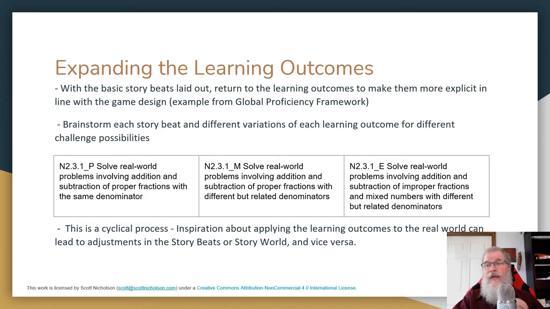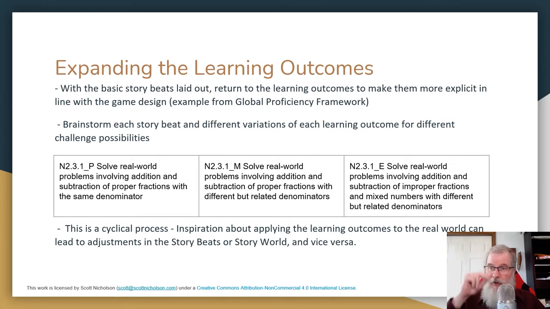So at this point, I suggest you return to your learning outcomes and have another review and say, am I hitting everything? Am I missing some elements of my learning outcomes? What if I go back and look at the global proficiency framework where you had these different levels? What happens if I look at a different level? Is there something that I can learn here? Is there some way I can improve my game?